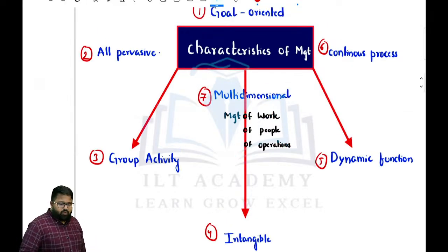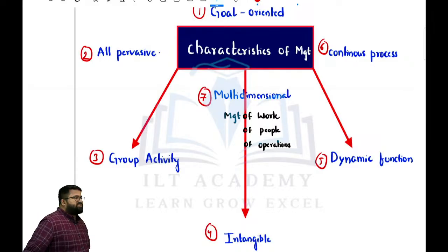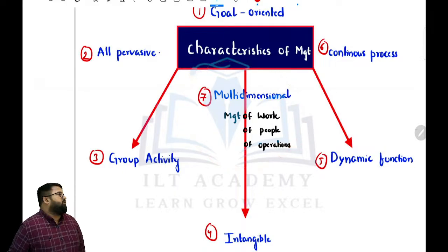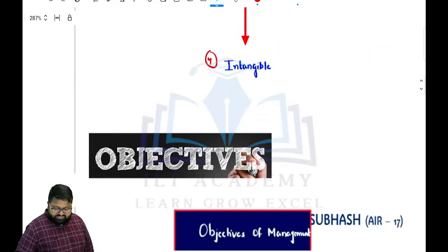And what about process? Is it a one day process or a continuous process? You make some changes, you implement them, and in the future you have to alter them again and again. That is a continuous process. And the last one, what type of dimension? Multi-dimensional, covering all areas. That is regarding the characteristics of management, and this is one question for you from an exam point of view. Now go to the second question.